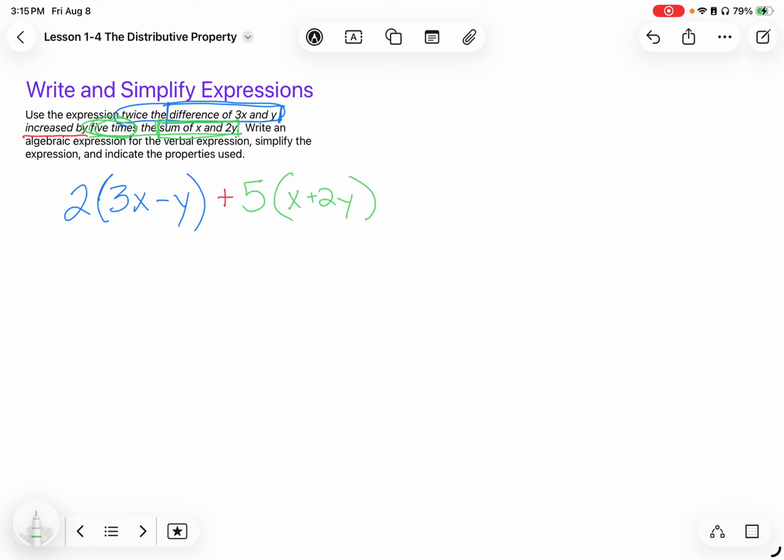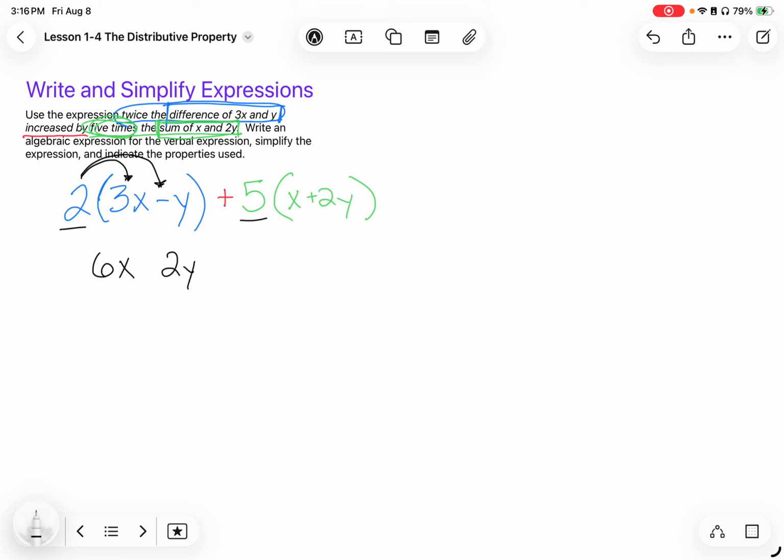So the first thing that we're going to do here is the distributive property. And we can see right off the bat that we've got some numbers. This 2 is going to get multiplied by the 3x and the y, and this 5 is going to get multiplied by the x and the 2y. So let's do that first. We're going to do 2 multiplied by 3x. That's going to give us 6x. And then we do 2 multiplied by y. That's going to give us 2y.